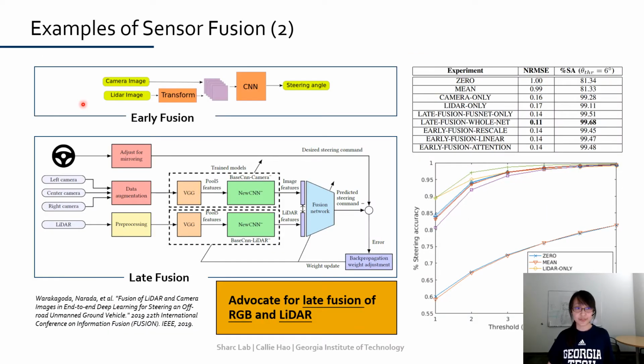This is another example. This work also compares the early fusion and late fusion for camera image and LiDAR image. And from this table, we can see that actually in this work, the late fusion shows better results than early fusion. And here, the green line is the late fusion. So interestingly, in this work, they are advocating for late fusion of RGB and LiDAR data.